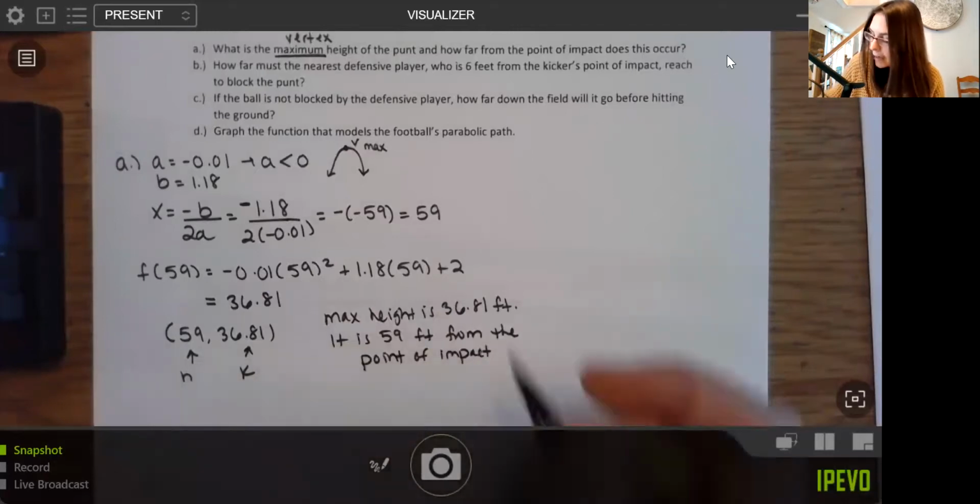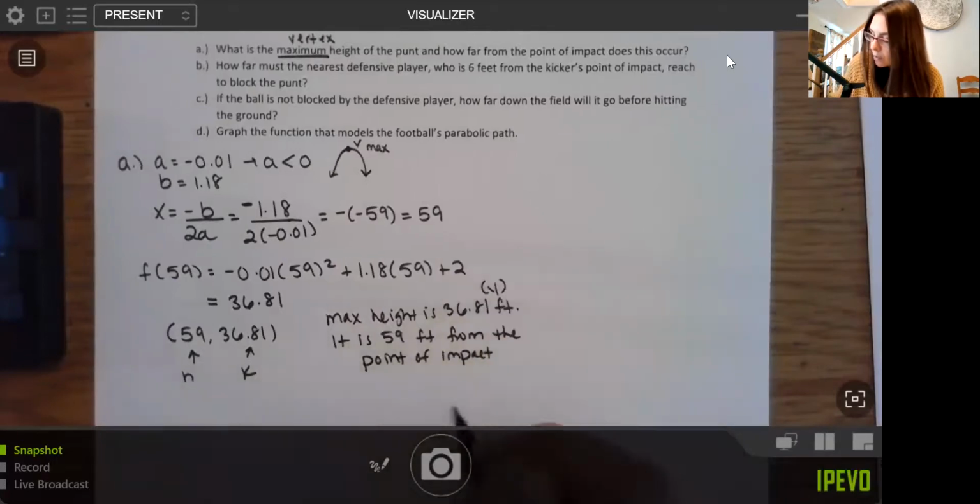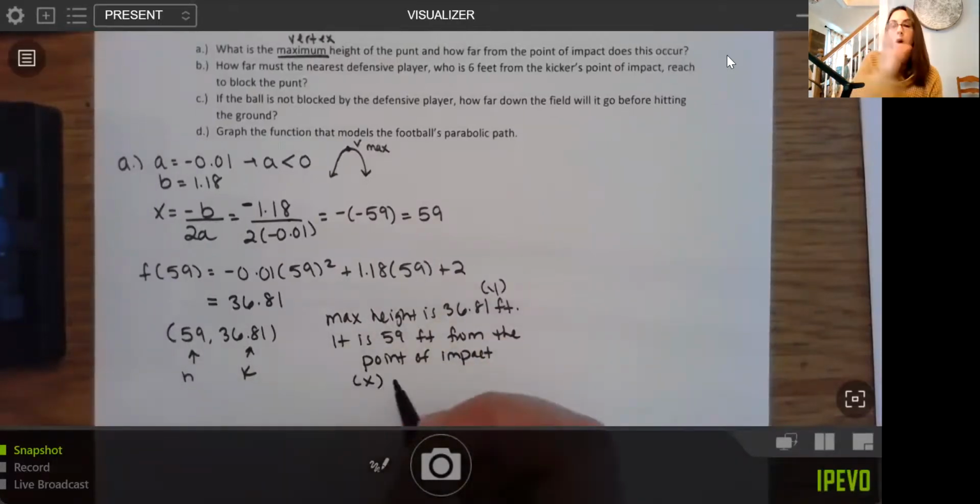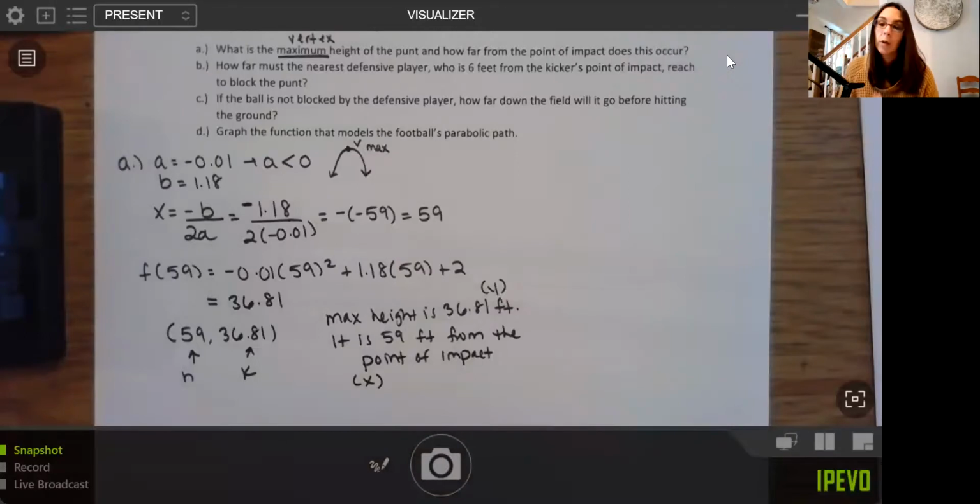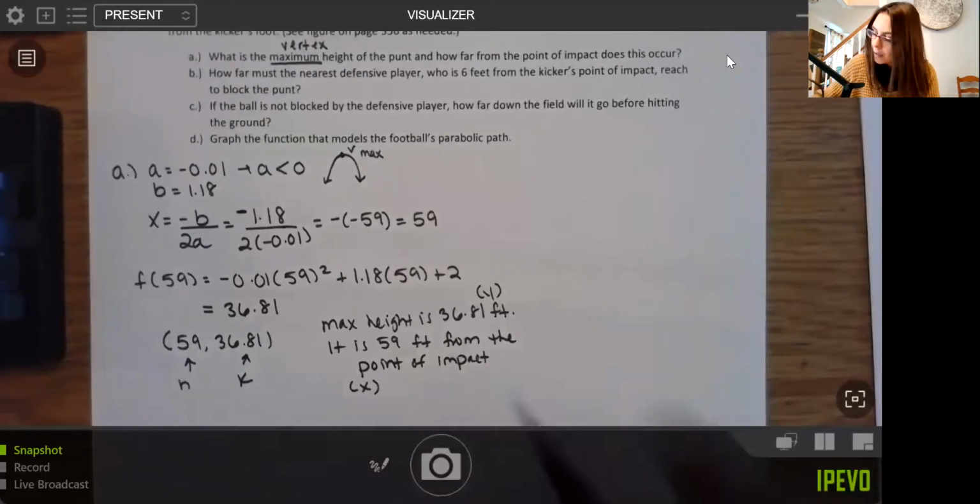Okay. So the maximum height here, that's your Y value, and then your X value is that horizontal change. So here we're looking at the horizontal distance of how far that football travels. All right, so let's do part B now.